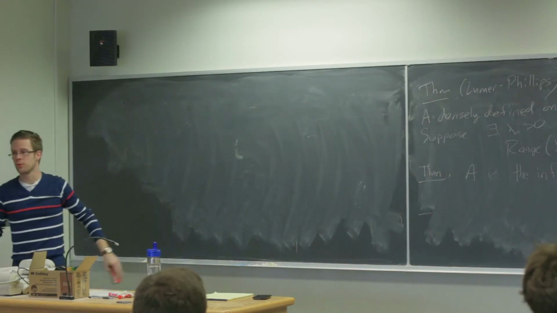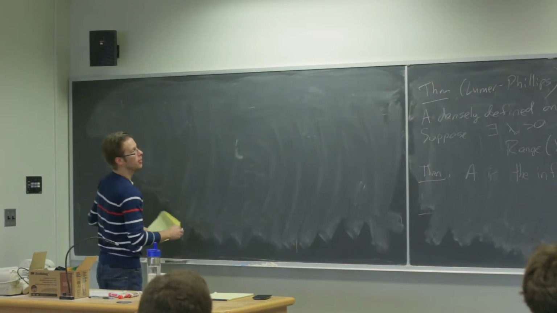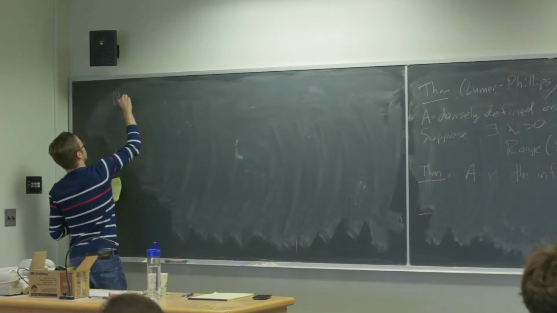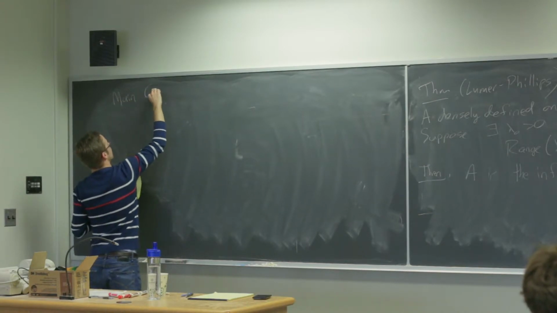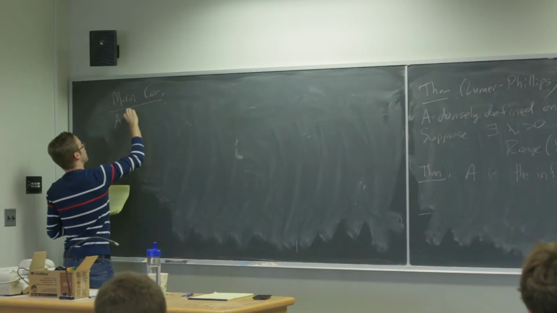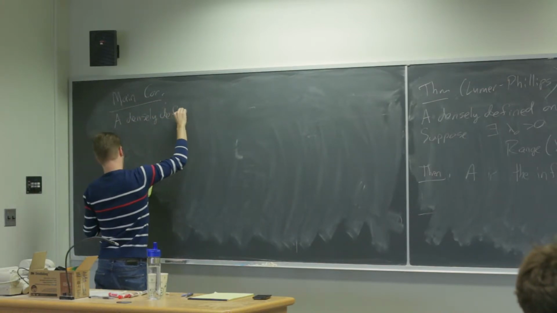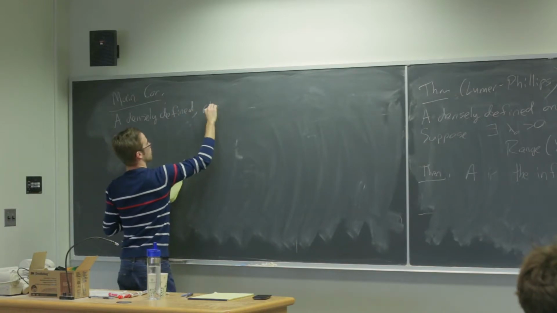So I still haven't told you what Stone's theorem is. I hopefully can get there in maybe 10 minutes. But the main corollary of this theorem that I need is the following. So again, A will be densely defined and closed.